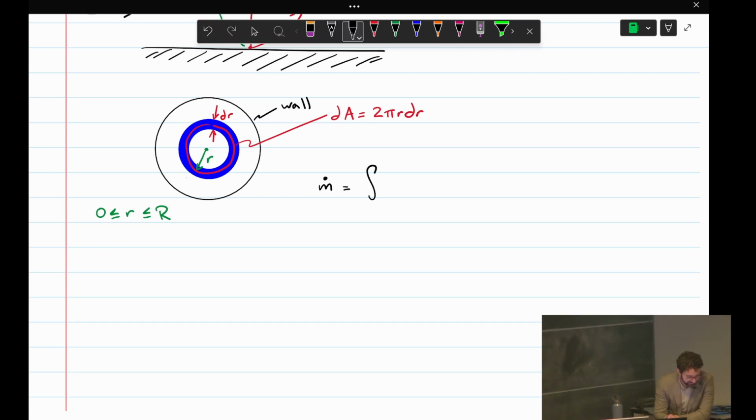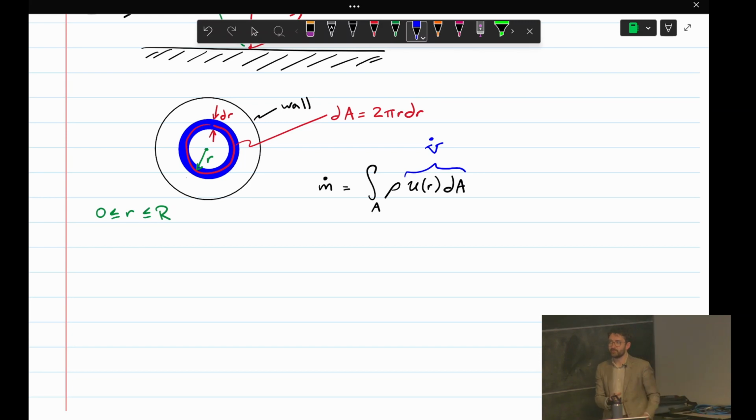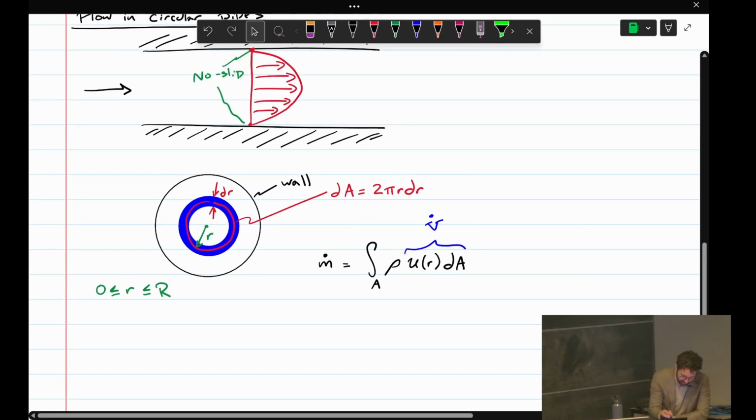So our mass flow rate is going to be this integral. It's the area integral of rho u of r dA. So u of r dA is V dot, the volumetric flow rate, so that's what we just saw up the top. Don't worry too much that this is a very small element. All we're doing is taking the area of that element and convecting it with a certain velocity. Now that velocity is determined by r.